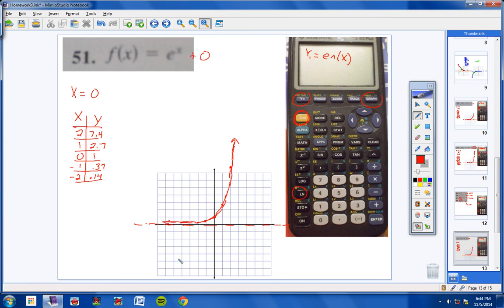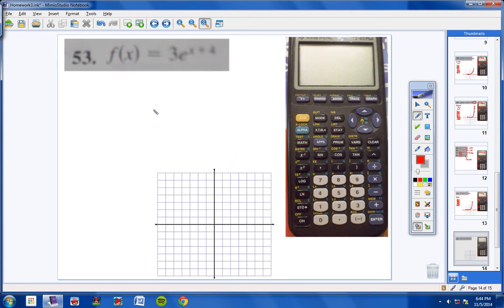Okay, students? Alright, number 53. First of all, there's no constant term. And students, 3 is not a constant term, okay? 3 is a multiplier times the base. So my constant term is plus 0, so a horizontal asymptote at 0. Then take the exponent, set it equal to 0 and solve.